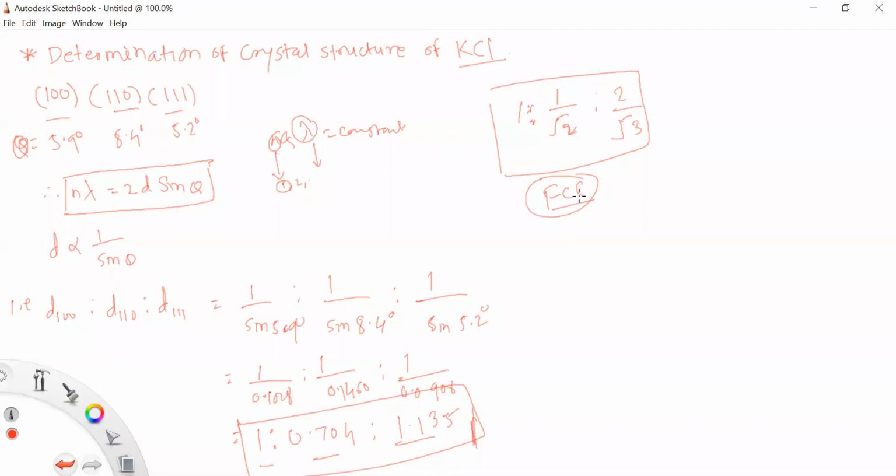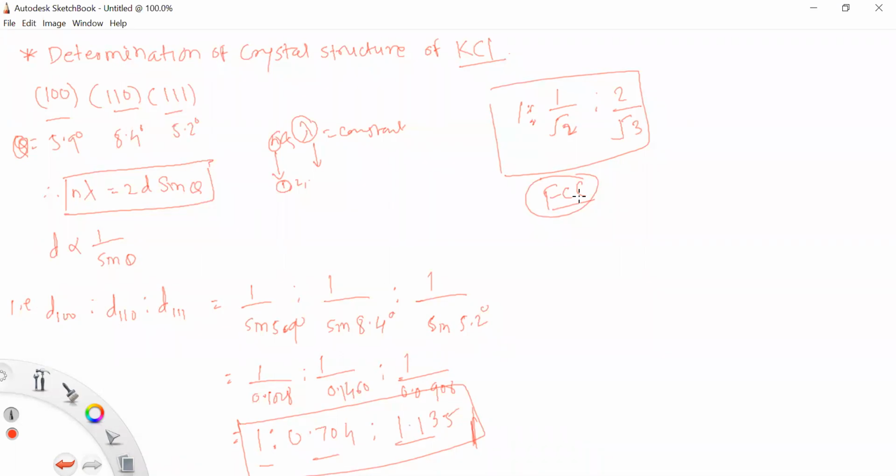In a NaCl crystal there are sodium and chloride ions; it may be ions, atoms, or molecules. So in this NaCl crystal, we observe the first order, second order, and third order reflections from the 100, 110, and 111 planes.